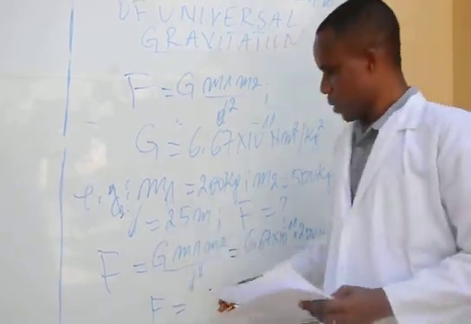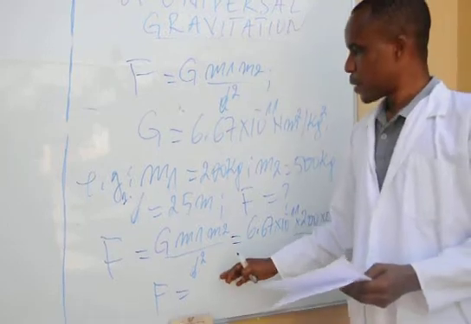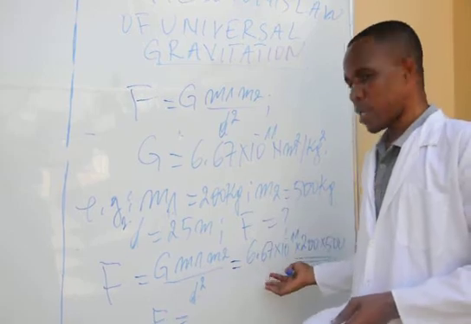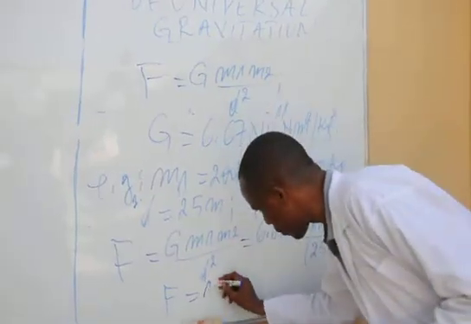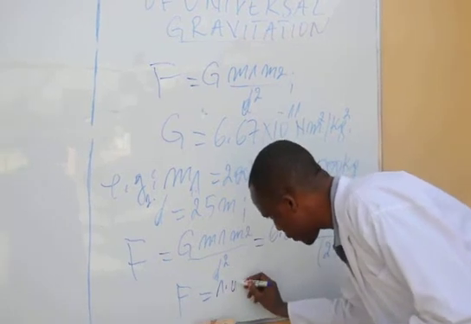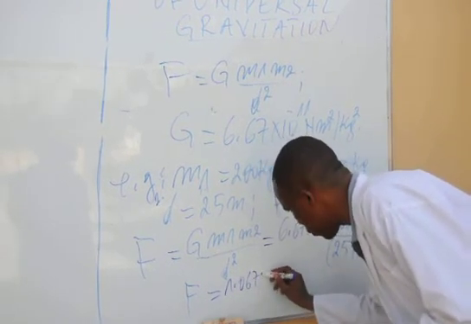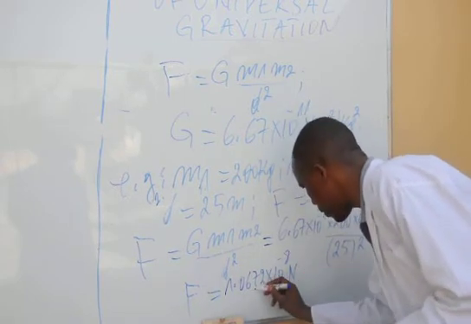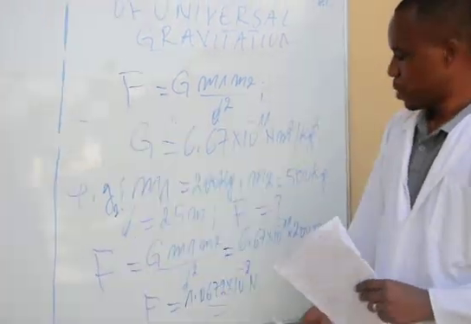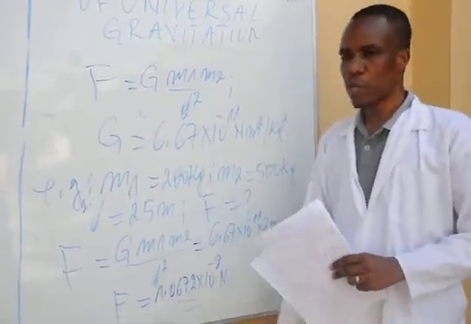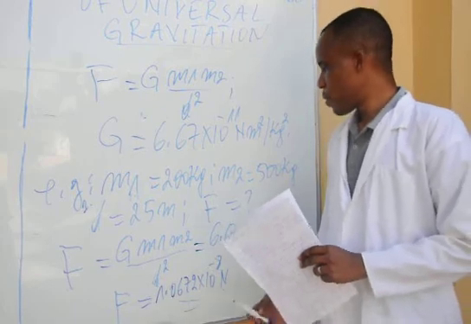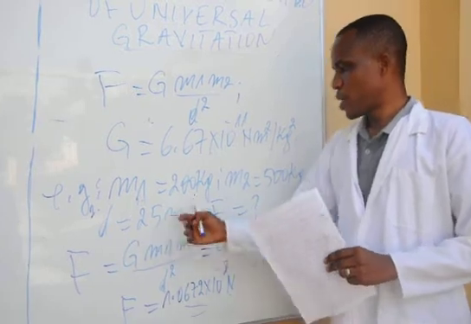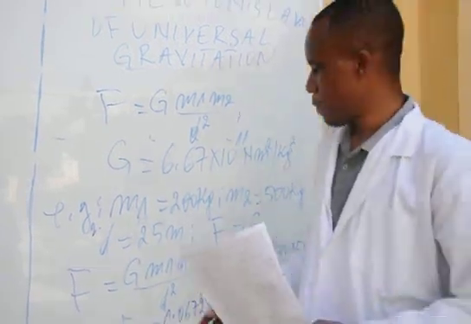Okay, here we were calculating the force between the two bodies. So when you use your calculators, you will see that this force is about 1.0672 times 10 power minus 8 newtons. This is the attractive force between the two bodies, one of 200 kilograms and the second one of 5 kilograms, when they are separated by the distance of 25 meters.